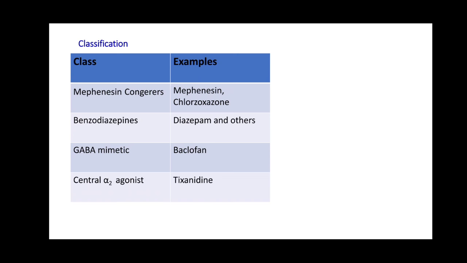Classification includes mephenesin congeners, mephenesin and chlorzoxazone are the examples. For the class benzodiazepines, diazepam and others are the examples. GABA mimetic: baclofen is the example. Centrally acting alpha-2 agonist: tizanidine is the example.